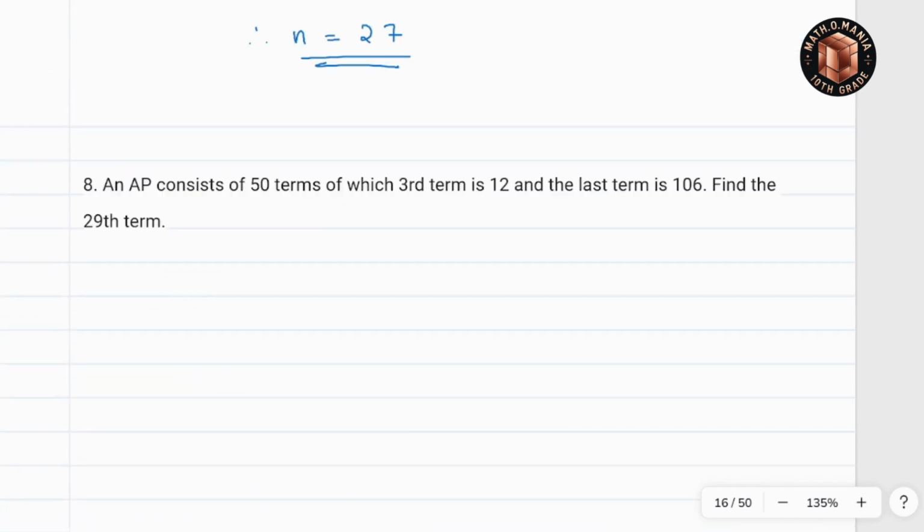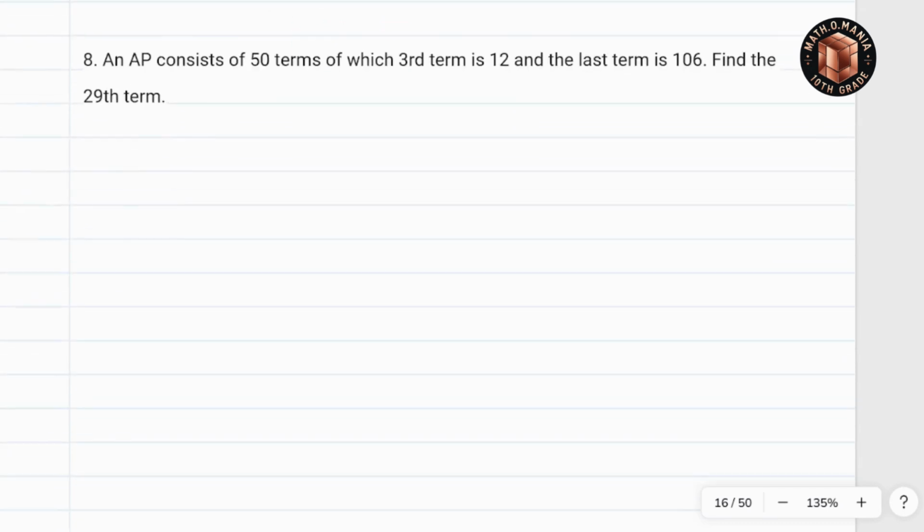Now let's do question number 8. Here it says that an AP consists of 50 terms. So n equals how much? n equals 50, right? Therefore n equals 50. The third term is 12. Third term means A3 equals how much? A3 is given as 12. What is the actual value for A3?